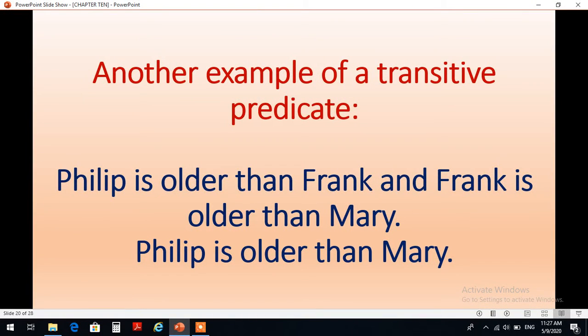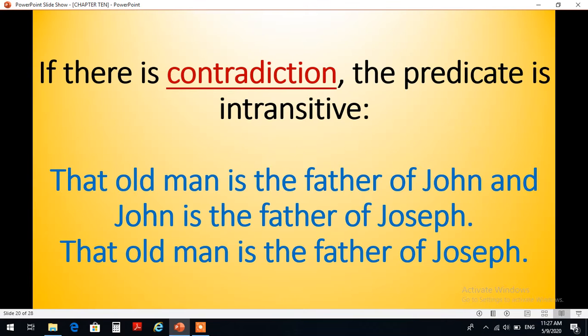Another example of a transitive predicate. Philip is older than Frank and Frank is older than Mary. This entails that Philip is older than Mary. هنالك تتابع منطقي، إذن هنالك transitivity. If there is contradiction, the predicate is intransitive. إن كانت هنالك علاقة تناقض ففي هذه الحالة يصبح البريديكيت intransitive غير تعددي.